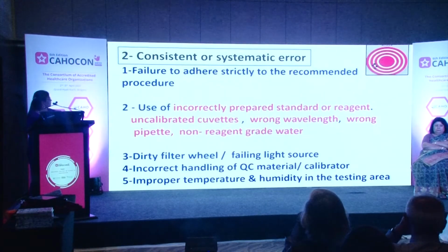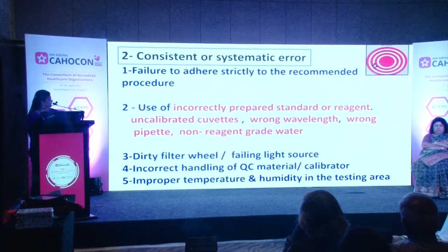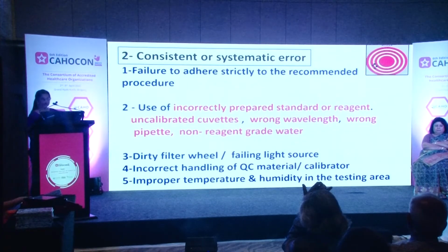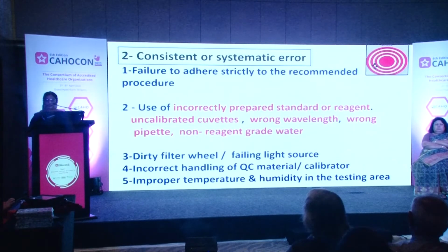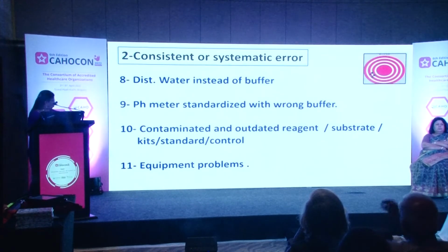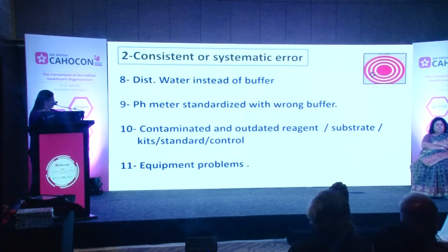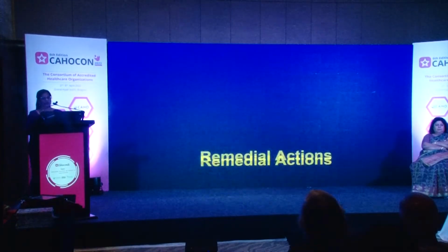So some of the causes of systematic errors are failure to adhere strictly to recommended procedure, use of incorrect prepared standard or reagent, uncalibrated cuvettes, wrong wavelength, wrong pipette, or non-reagent grade water, filter wheel dirty, light source failed, incorrect handling of QC material, and improper temperature, humidity, and some more, and it can go on and on. It can also be equipment problems or contaminated and outdated reagent substrate kits and control.